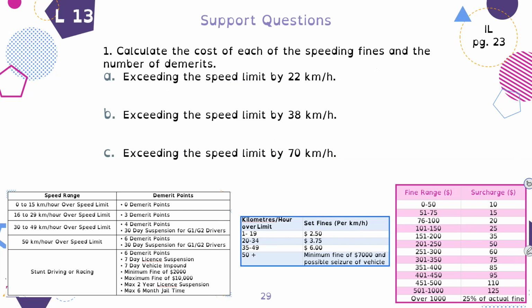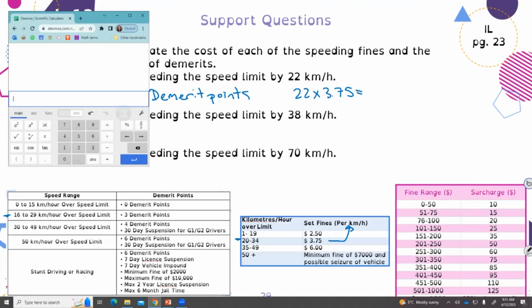So we look and we see speeding between 16 and 29 kilometers an hour is 3 demerit points. That's all you need to do, you just need to look at the demerit point chart. And then the fine, well, 22 is in this place where it's between 20 and 34, and so it's $3.75 per kilometer per hour. So if we're going over by 22 kilometers an hour, we have to do 22 times 3.75, which is equal to $82.50.